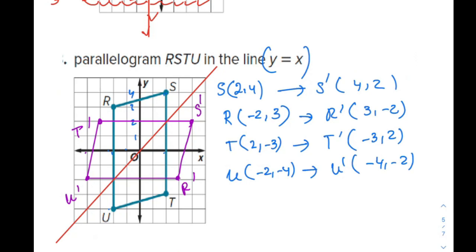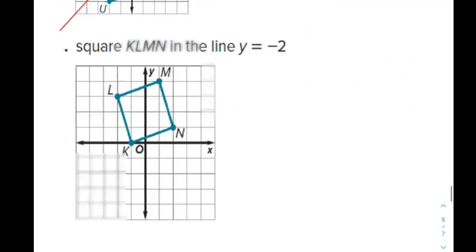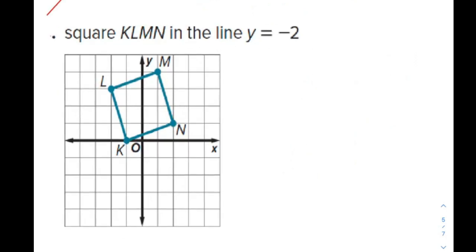Okay, here is square KLMN and the line y equals -2. As I told you, you can simply draw y equals -2. This is y equals -2, a horizontal line. And then you can use the traditional way, counting 1, 2 units from here. So K prime will be there. L will be 3 units from here to here. So this is L.